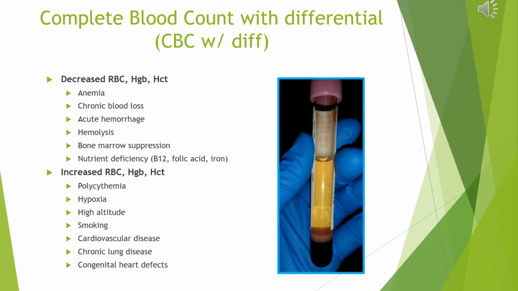All right, so now we're going to look at some reasons why you may have a decrease or an increase in your RBCs, hemoglobin, or hematocrit. This is really going to help you interpret what might be going on and come up with a good differential list. A decrease in your RBC, hemoglobin, or hematocrit can indicate anemia, chronic blood loss, acute hemorrhage, hemolysis, bone marrow suppression, or maybe a nutrient deficiency: B12, folic acid, iron. An increase can indicate polycythemia, hypoxia, high altitude, or a smoking history. It's seen in cardiovascular disease, chronic lung disease, and congenital heart defects.